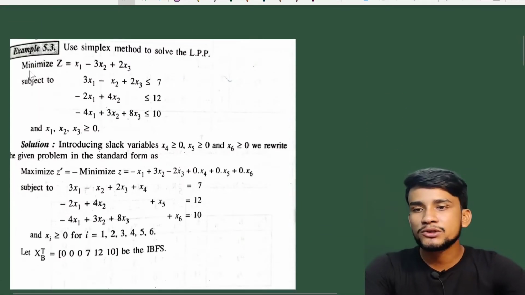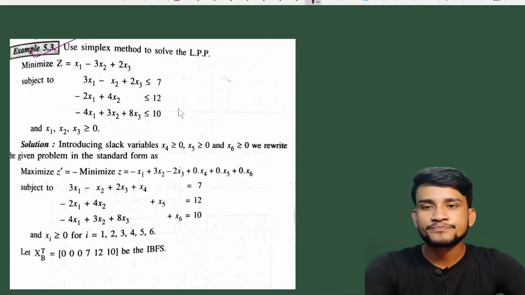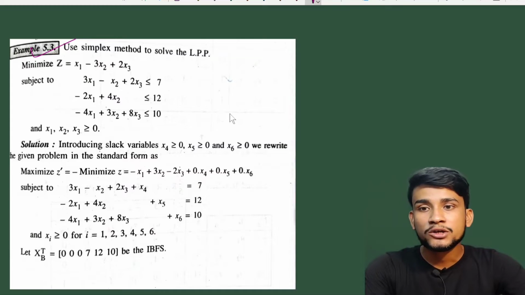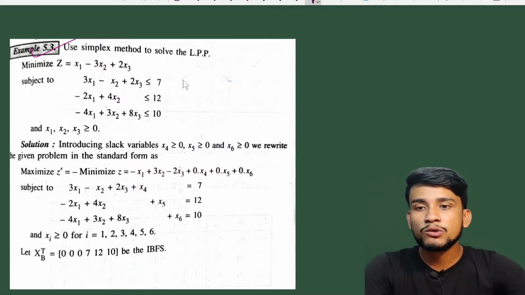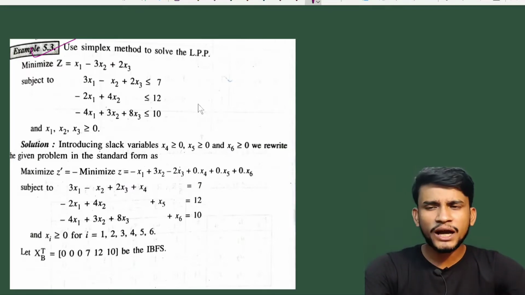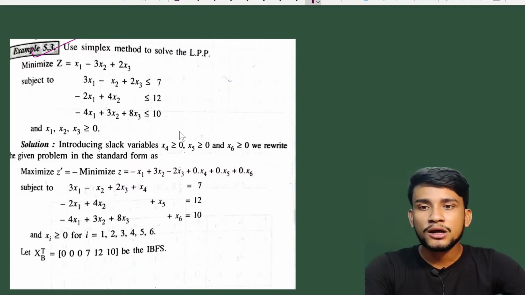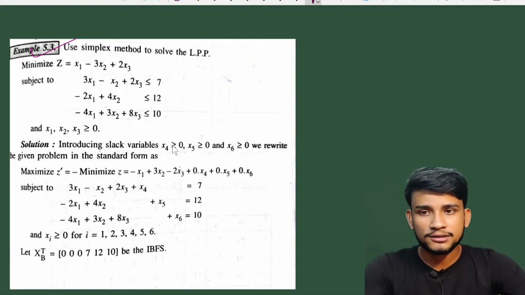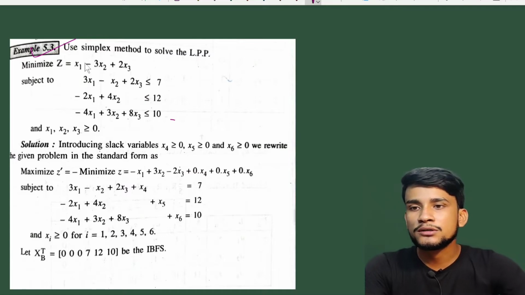So let us first take an example of an LPP. In the last video we discussed the simplex method with the equality type of constraint. In this lecture we take the example of an inequality, that is, less than or equal to type of constraint. And in this problem, the minimax theorem is also needed. So see the problem.